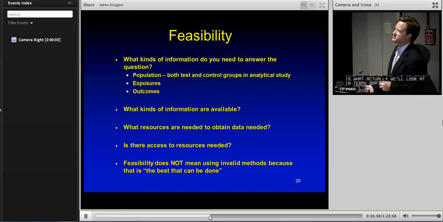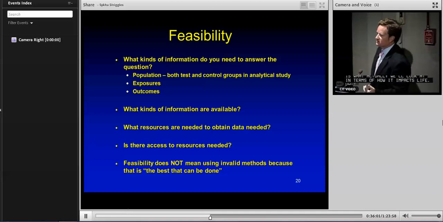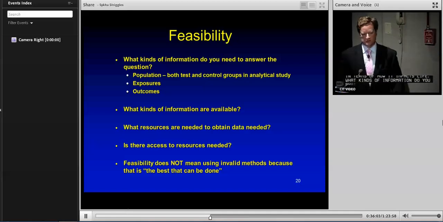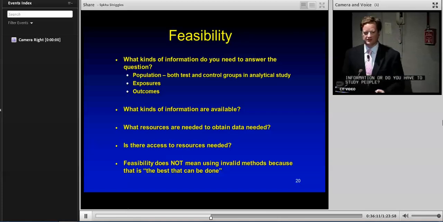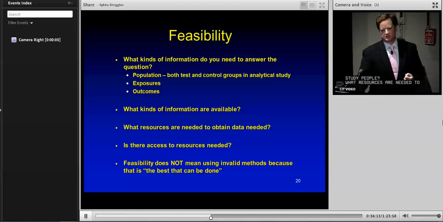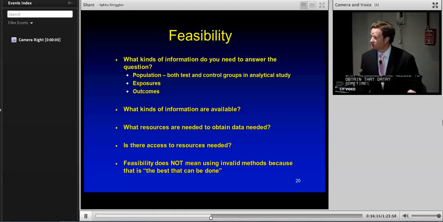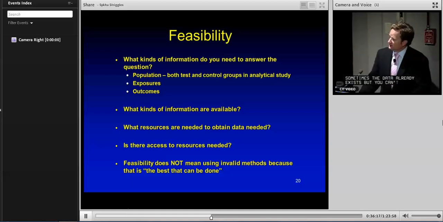What kinds of information do you already have available? Is this the kind of thing where you can look through hospital records that already exist to get some information, or are you going to need to go out and study people de novo? What resources are needed to obtain that data? Sometimes the data already exists, but you can't get access to it because of where it might actually be, and therefore is the access to the resources available.